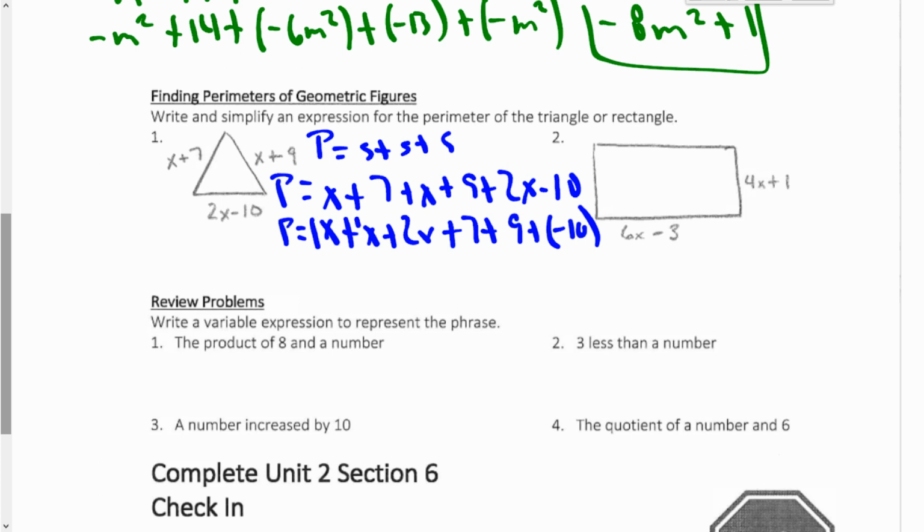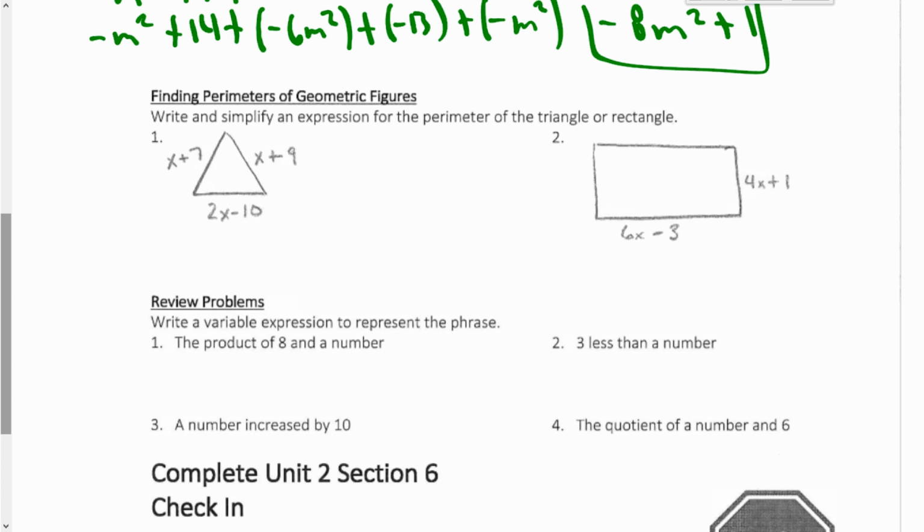So this is 1x, and this is 1x, so total I have 4x. And then 7 plus 9 is 16, plus negative 10 is positive 6. And don't forget we need to put our units on there. Okay, so our perimeter, our simplified perimeter is 4x plus 6 units.